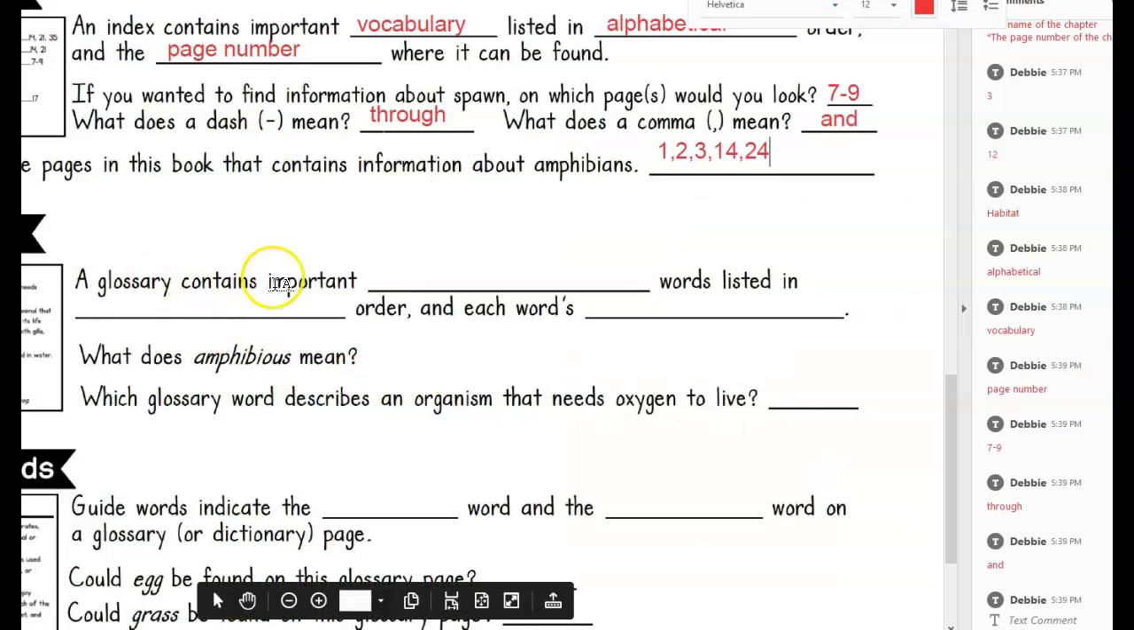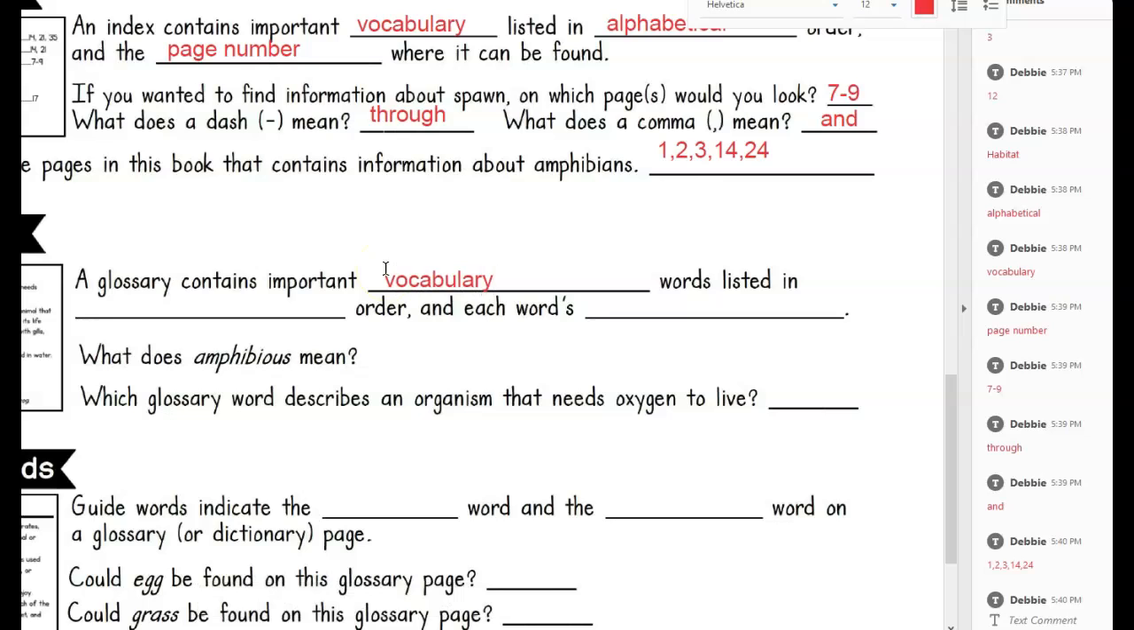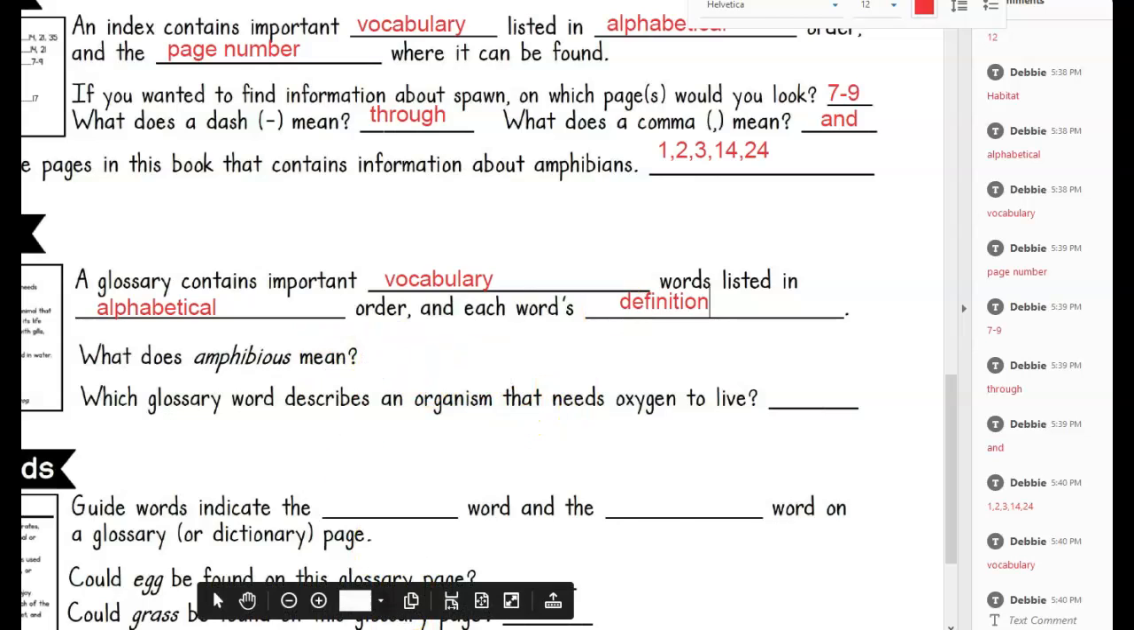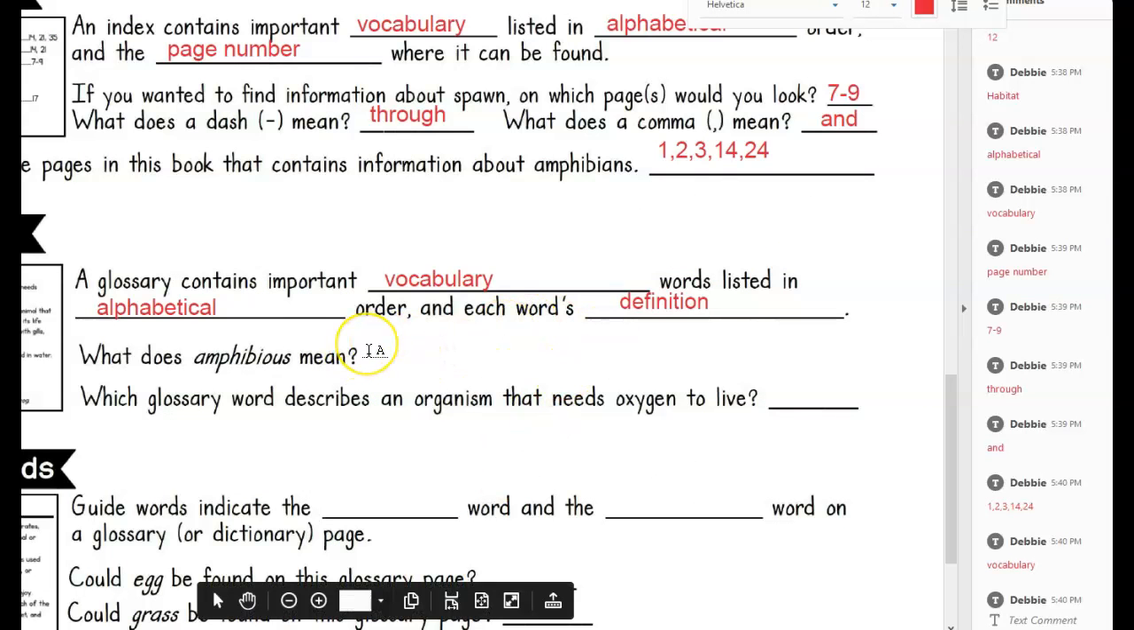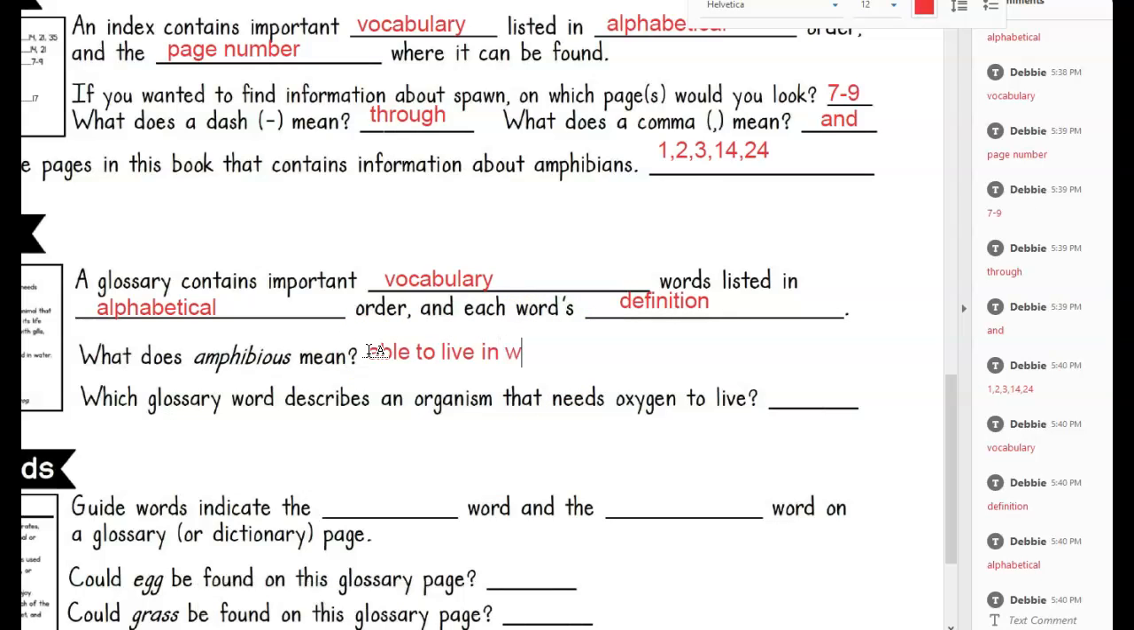So let's go back. A glossary contains important vocabulary words listed in alphabetical order and each word's definition. What does amphibious mean? Let's look at that slideshow. It means amphibious, able to live on land and in water. So I'm going to type that. Able to live in water and on land.